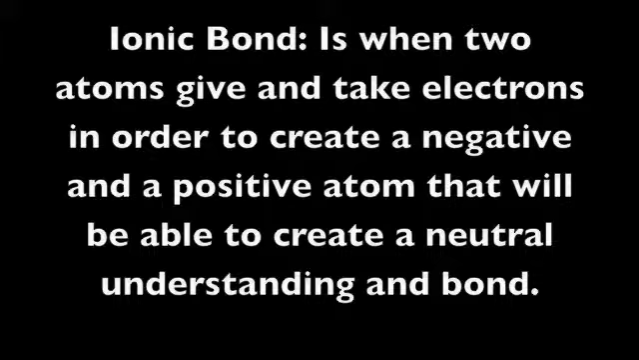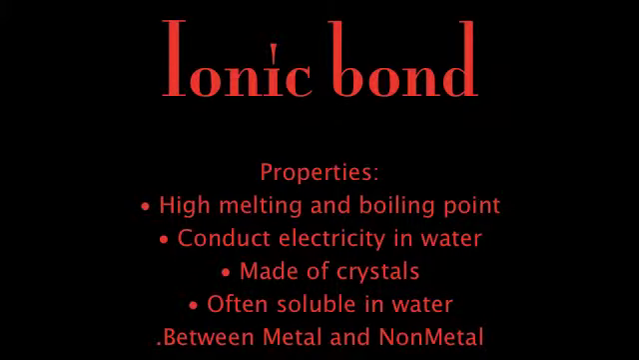Here's some examples of ionic properties. Ionic bond properties include high melting and boiling points, conducting electricity in water, being made of crystals, often being soluble in water, and being between a metal and nonmetal. Here's an example that we can go off of.